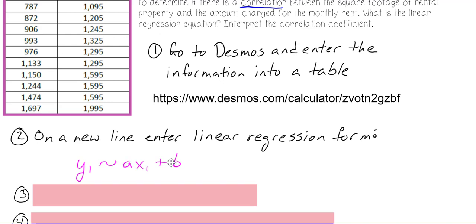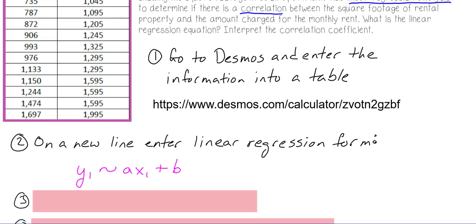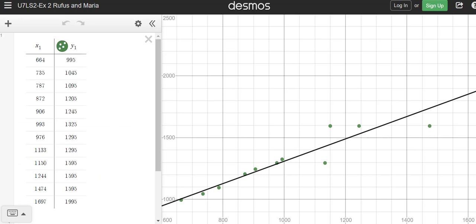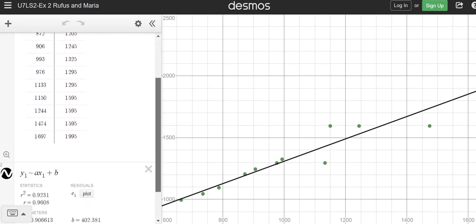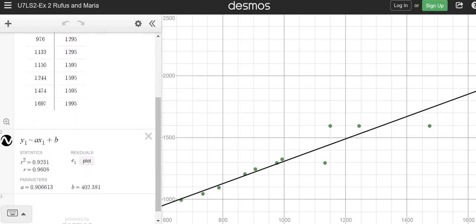Now remember, you have to enter that 1 after the y and the x, because when we look at our line in our table over here, x sub 1 and y sub 1 are the x and y values. So I did that below, and it gave us the statistics with the correlation, and it gave us our parameters. What is our A going to be and what is our B going to be?